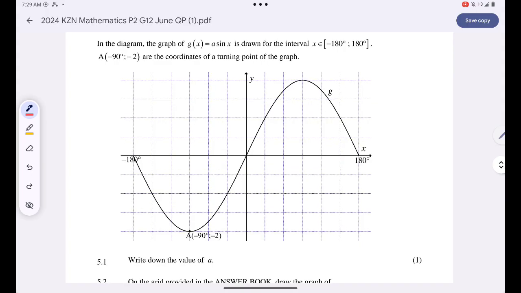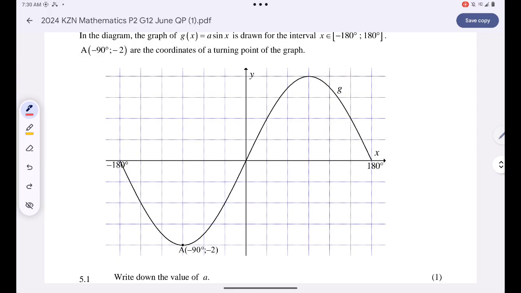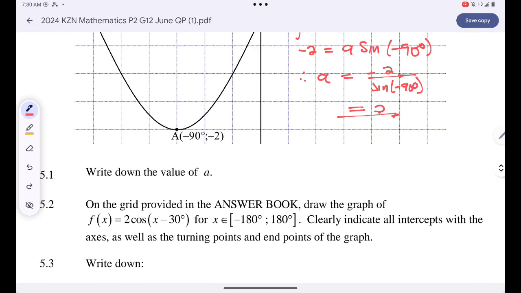Firstly, they want us to write the value of a. a is just equal to positive 2, right? But if you wanted to calculate, you would say: since g of x is equal to a multiplied by sine x, you have a point on your graph where y is negative 2 when x is negative 90 degrees. So a is basically negative 2 divided by the sine of negative 90 degrees. This will just give you a positive 2. So a is equal to positive 2.